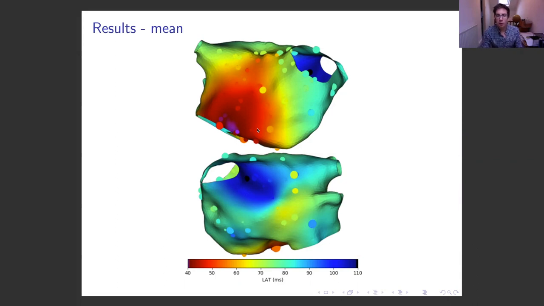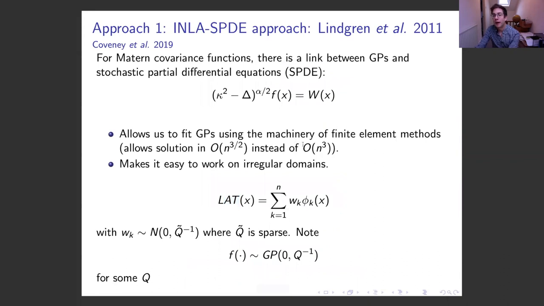So the problem we found with this is that it was too limited for our purposes. This link between covariance functions, this link here between PDEs and Gaussian processes, only works for some classes of covariance function. And in particular, it's hard to get smooth functions F here.